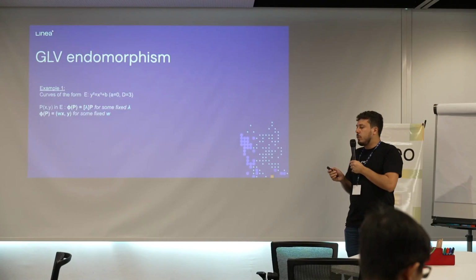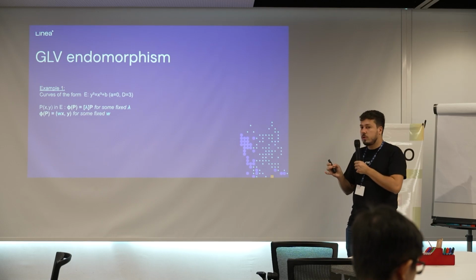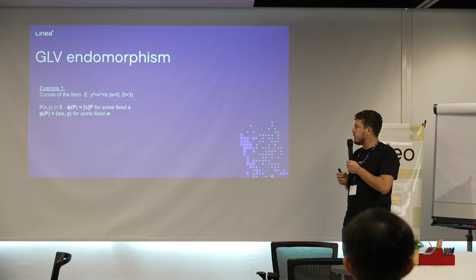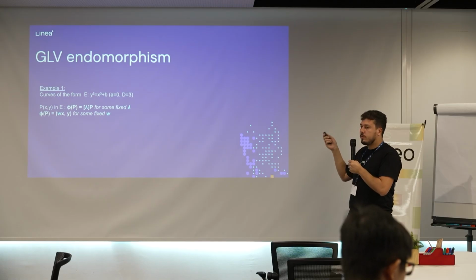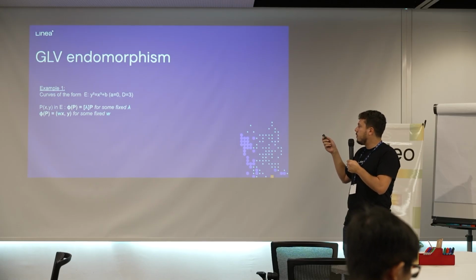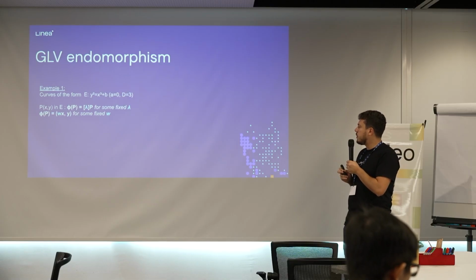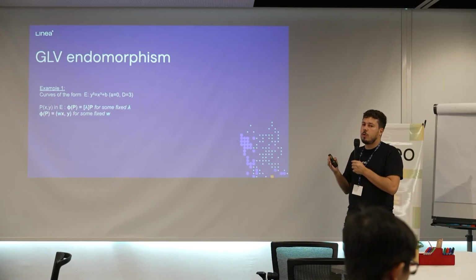But if we have what we call the GLV endomorphism, if the elliptic curve has some special structure, we can speed up this algorithm pretty much. And here I'm giving an example. Most of the curves have this form, y squared equals x cubed plus b, so a is equal to 0. And this particular form gives rise to an efficient endomorphism.